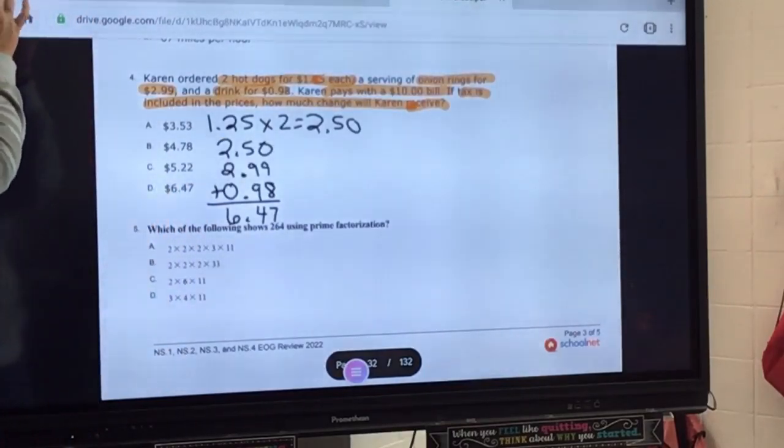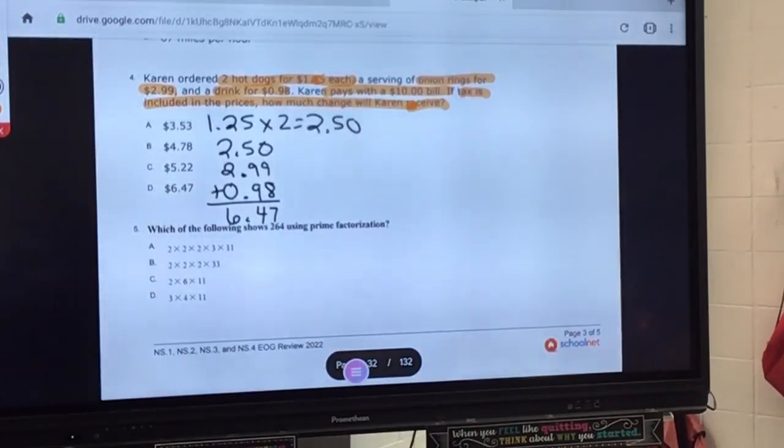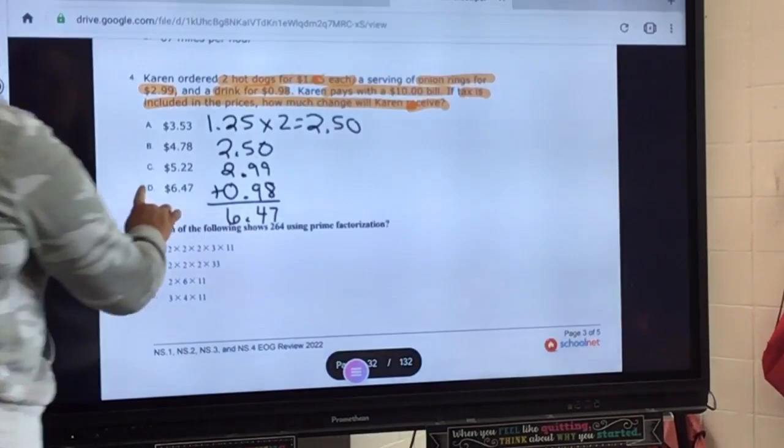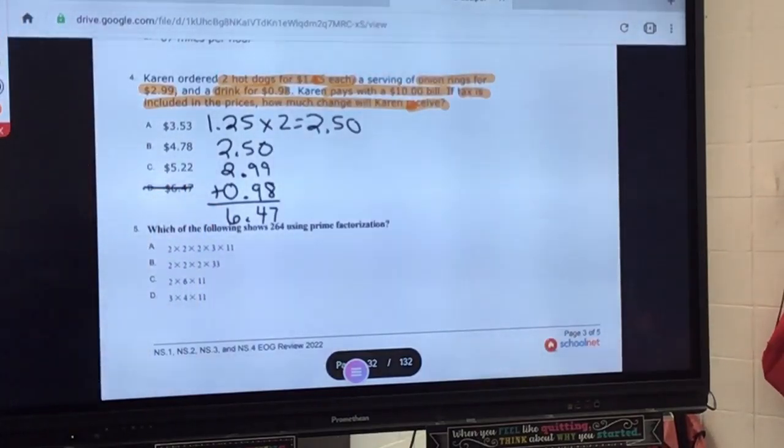They put it there because they know you're in the midst of a test, you're however many questions in, and you get $6.40 and you look over at your answer choices and there's an answer choice of $6.47. They're hoping that you don't keep going and you circle that. This is not the right answer because we have one more step to do, right?